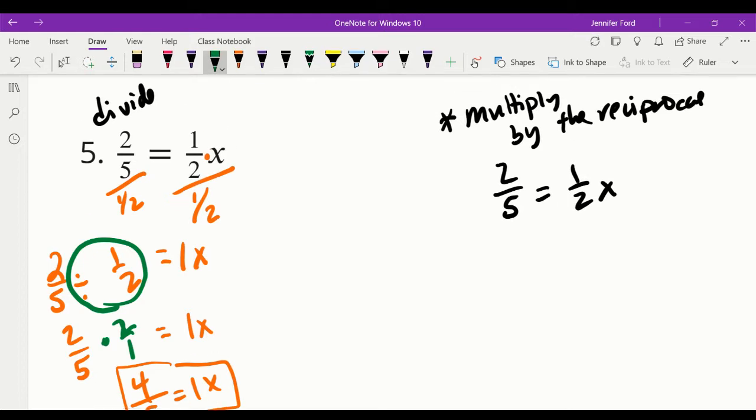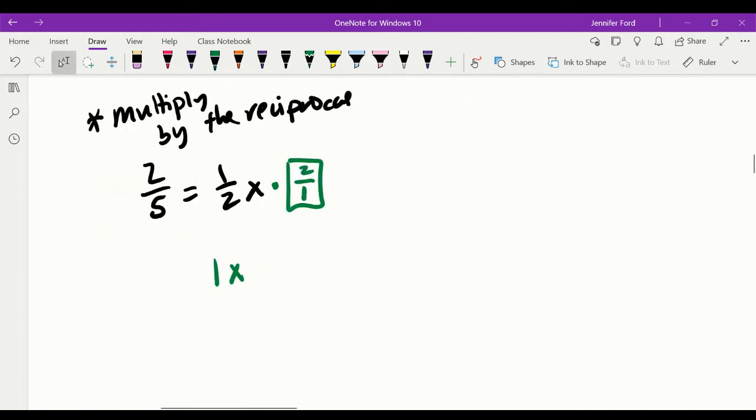On this side, my goal is to get 1x. So what I'm going to do is multiply by a fraction that's going to give me 1x on the right-hand side. So what fraction is that going to be? That's going to be the reciprocal. This is what a reciprocal is. It's the fraction that you multiply a fraction by to make it equal 1.